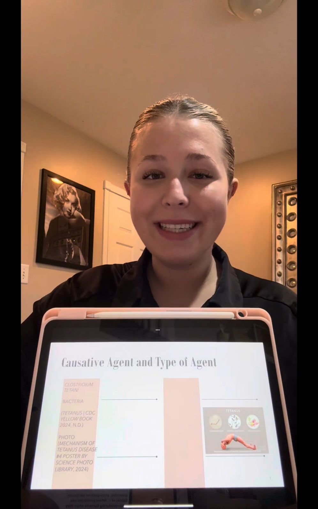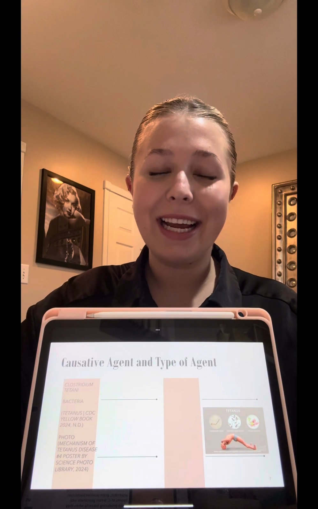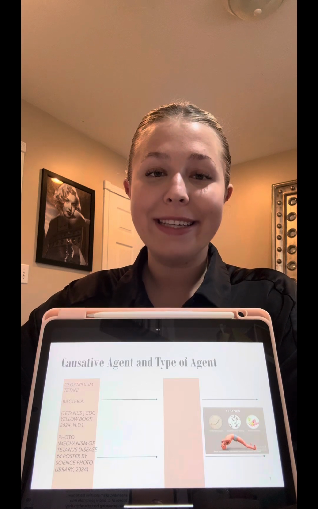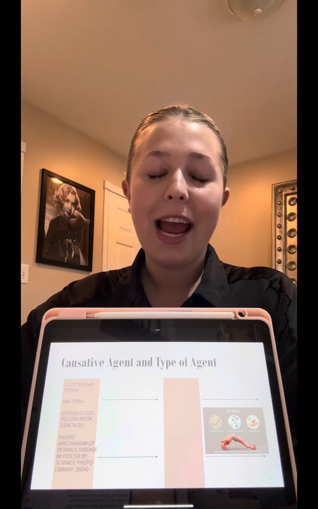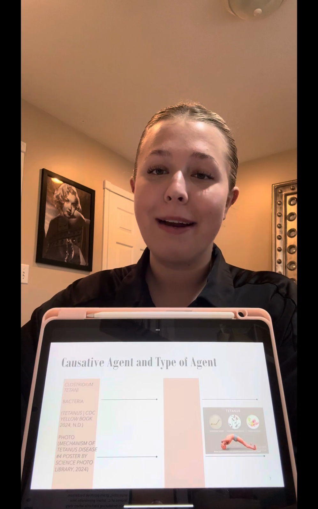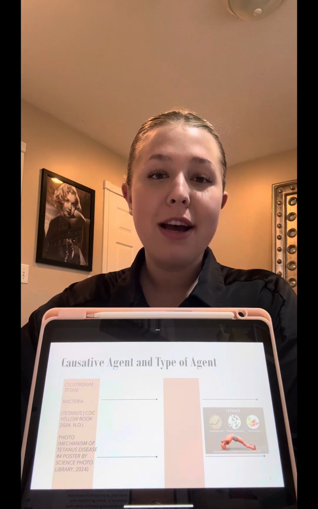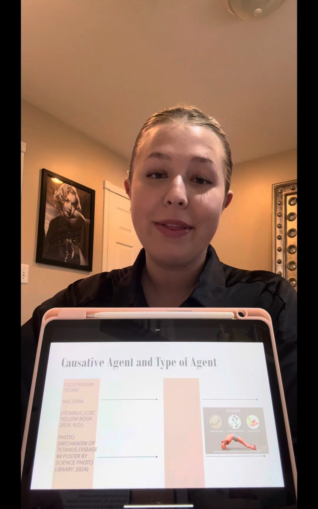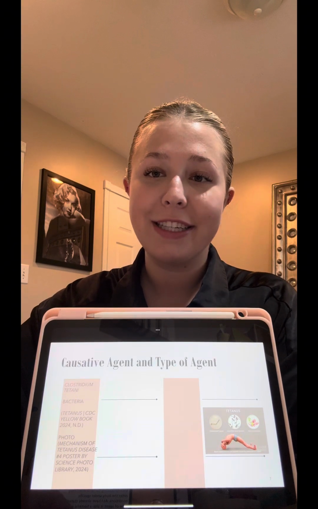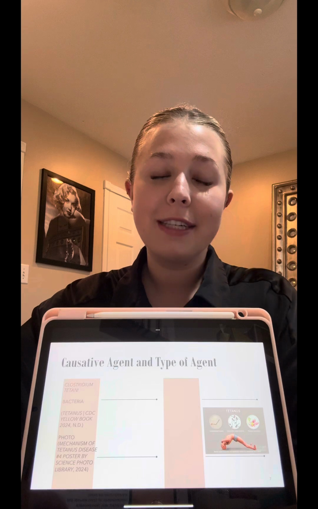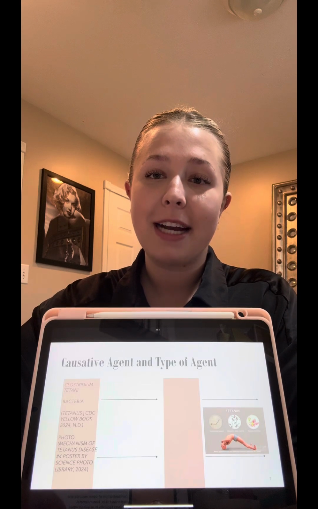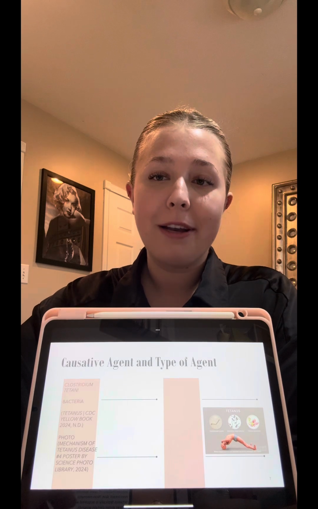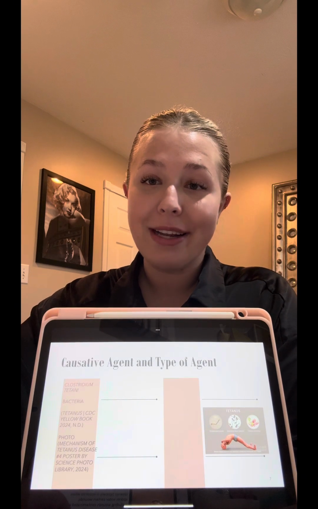Next, I'm going to be discussing the causative agent and type of agent for tetanus. The causative agent of tetanus is Clostridium tetani, a spore-forming anaerobic gram-positive bacteria. Spores of C. tetani germinate into toxin-producing bacteria when they enter the body under specific conditions. As I have already stated, the type of agent is a bacteria, which is directly transmitted through contamination of open wounds and non-intact skin.